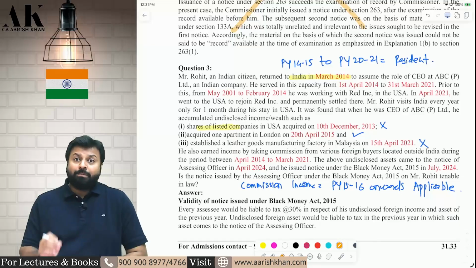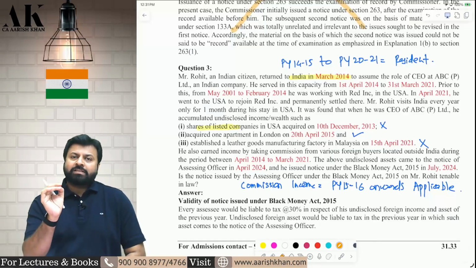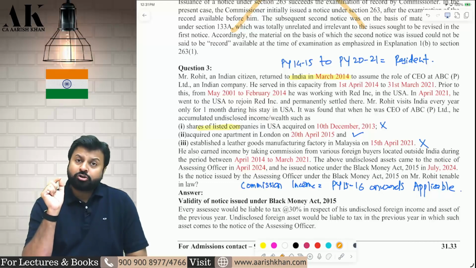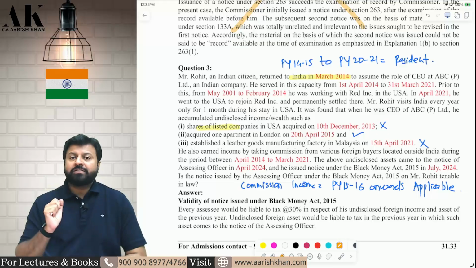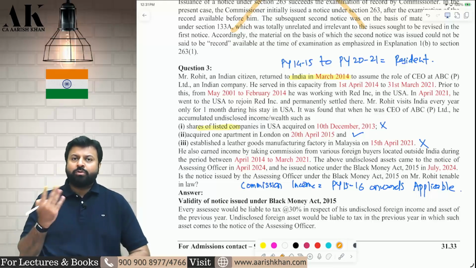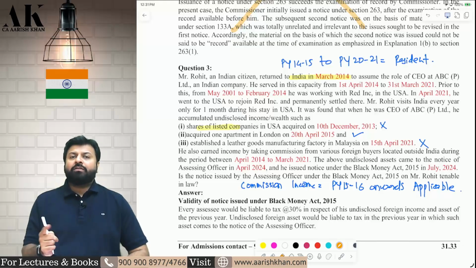Question number 3 is on black money law. Always remember, for understanding the black money law, the very important term is assessee. You should be an assessee in black money law. There are 2-3 points which you need to keep in mind to understand black money law. First of all, the definition of assessee. Who is an assessee? Assessee can be any person.